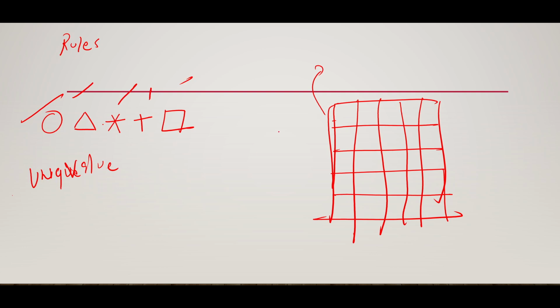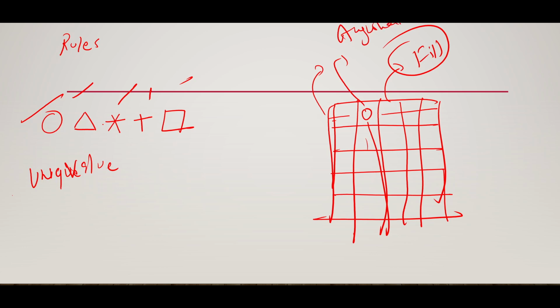But the rule is, suppose I am filling a circle here, then in the whole row I cannot fill a circle anywhere. Also in the whole column I cannot fill the circle anywhere. This is the rule. We need to find the missing symbol. In the whole row we can use each symbol only once, and in the whole column also only once. You cannot repeat the symbol. This is the rule of Sudoku. So this is the first type of game which we see in Cognizant.